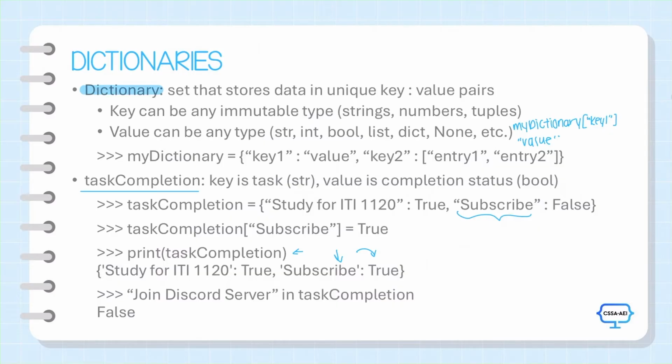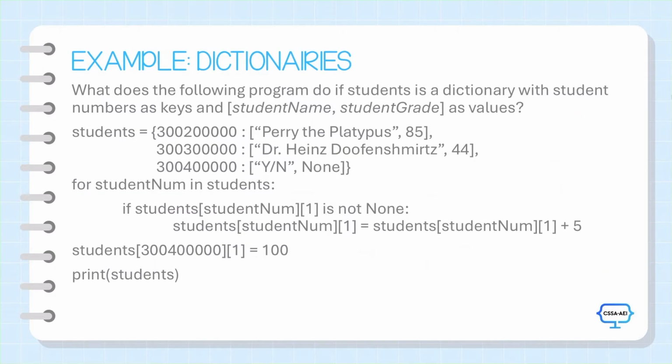It also supports the in keyword, so I can ask, is join Discord server in task completion? That's asking, is this key in task completion? So if it was, it would look like this. Okay, so we're asking if the key is in the dictionary, not if the value is. Let's take a look at an example.